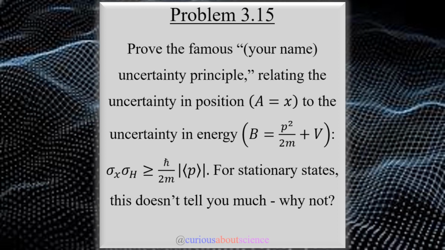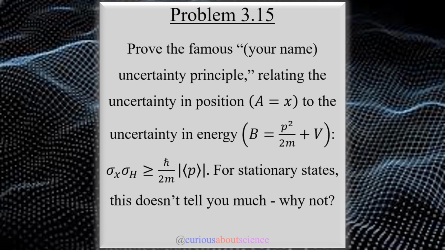Generalizing the uncertainty principle. As you saw last question, we have the new bracket algebra known as commutators, and we could generalize the uncertainty principle using that. Here we wish to prove the famous, quote, your name uncertainty principle relating uncertainty in position, the observable A equal x, to the uncertainty in energy, the observable B equal p squared over 2m plus V.